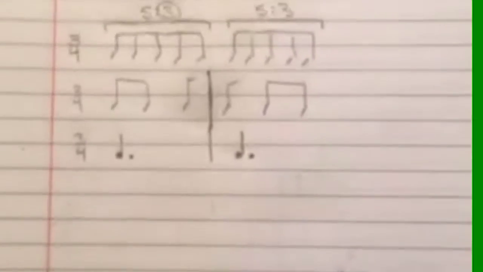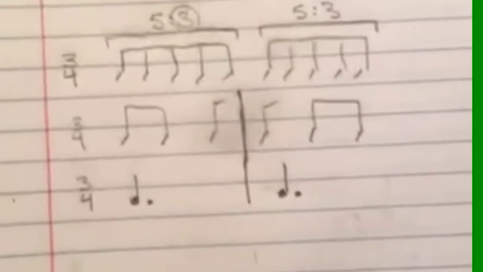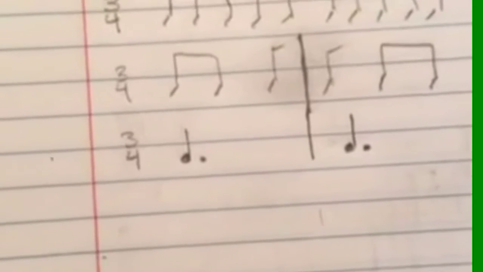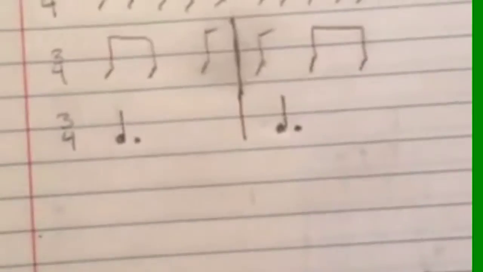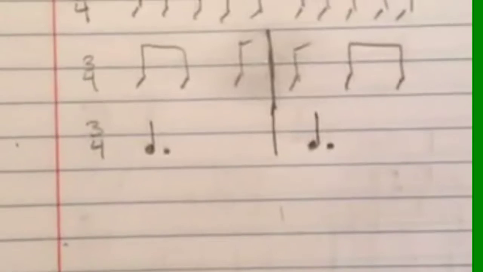Now to make this even easier, what you can do is break down the 3 eighth notes into a dotted quarter note. So basically what you're doing now is just playing 5 notes in the space of a dotted quarter.